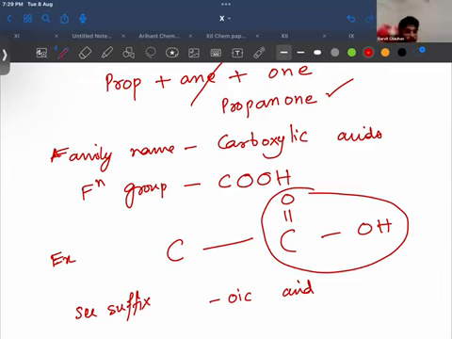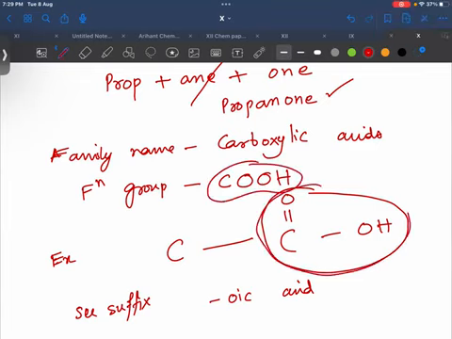So what you said, the functional group is COOH, but in the example, C has a double bond with O, and the other is bonded with OH. हाँ तो collectively COOH बोल रहा हूँ ना, समझ रहे हो? So the two O's should not be connected. नहीं. This is the representation, but this is the actual bonding. Oh, okay.